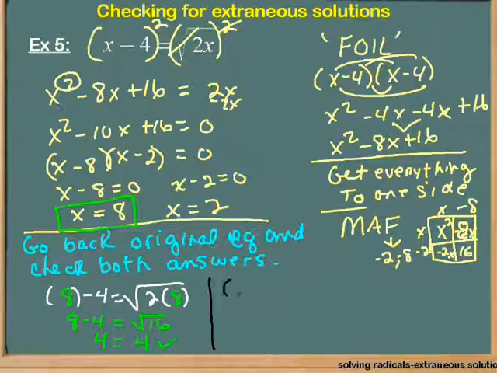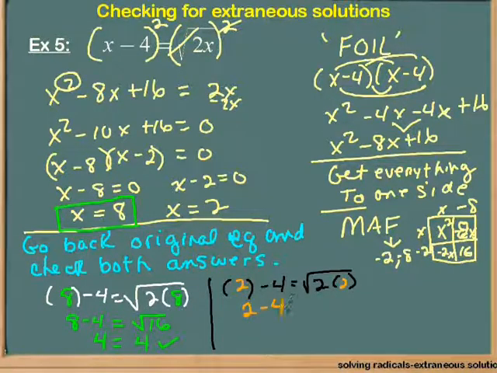So we're going to do parentheses minus 4 equals the square root of 2 parentheses. And let's go ahead and plug this in and see what we get. We've got this 2 here, and when we work this out, 2 minus 4 equals the square root of 4. Careful here, this is a negative 2, and does that equal the square root of 4, which is 2? And the answer is no, it does not.